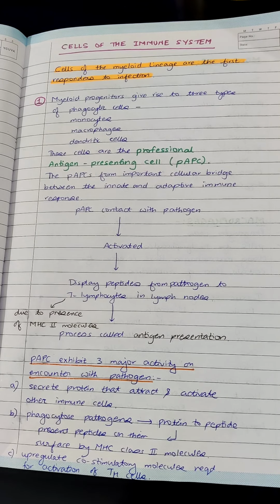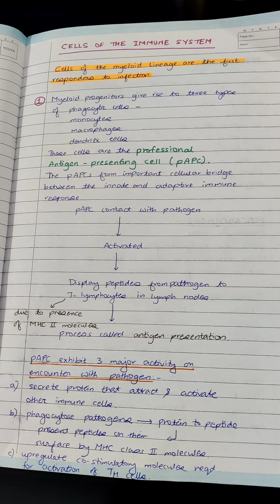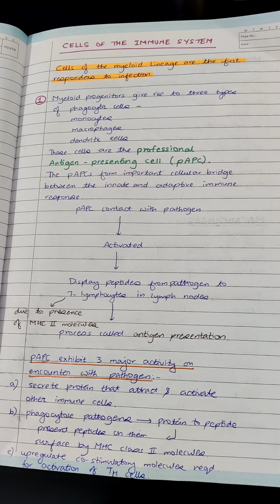Now the PAPC exhibit three major activities on encounter with any pathogen. They secrete proteins that attract and activate other immune cells. They phagocytose the pathogens, convert their proteins into peptides and present them on the surface by MHC class II molecules, which can be recognized by the T lymphocytes in the lymph nodes. And they also upregulate co-stimulatory molecules required for activation of T helper cells. What are these co-stimulatory molecules? We will discuss that. Because it is a lecture series, a few of the terminologies we come across here we will discuss in detail in other videos.